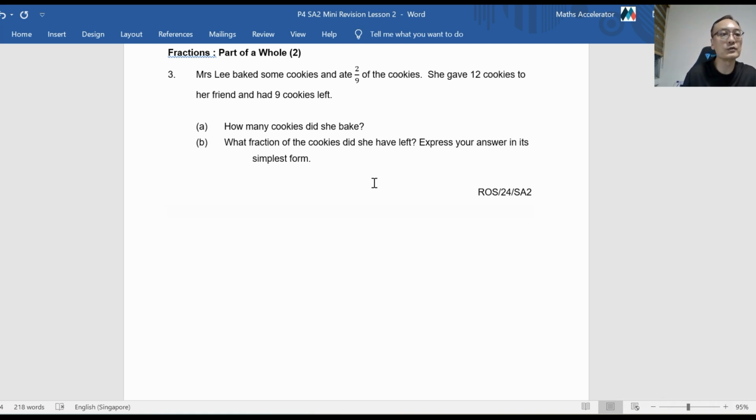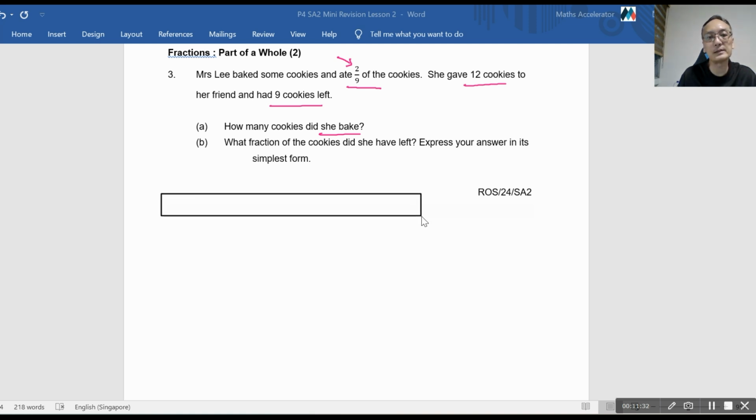Okay, after reading the question, it's important to highlight the keywords. She ate 2/9 of the cookies, and she gave 12 cookies and had 9 left. So how many cookies did she bake at first? Okay, so let's answer the first part. In order to find how many cookies she baked at first, we focus on this information here, that says 2/9 of the cookies. So we'll organize this in the form of a model that has 9 units.